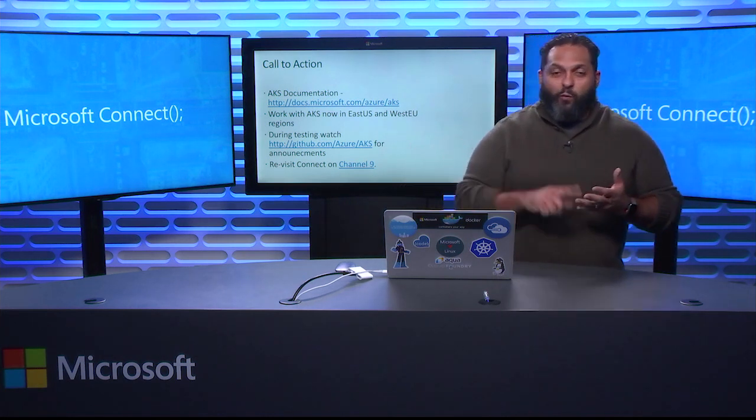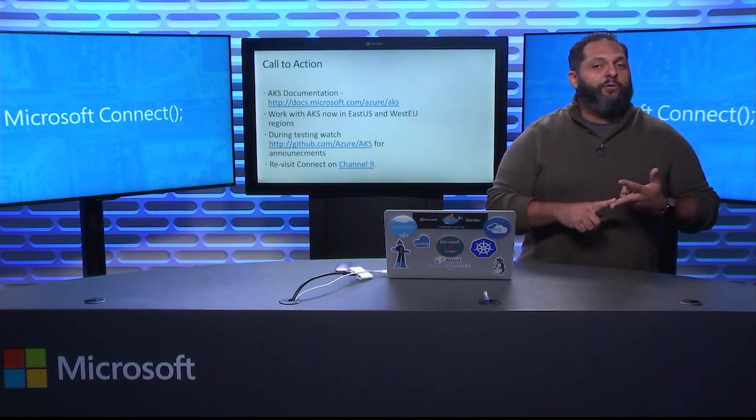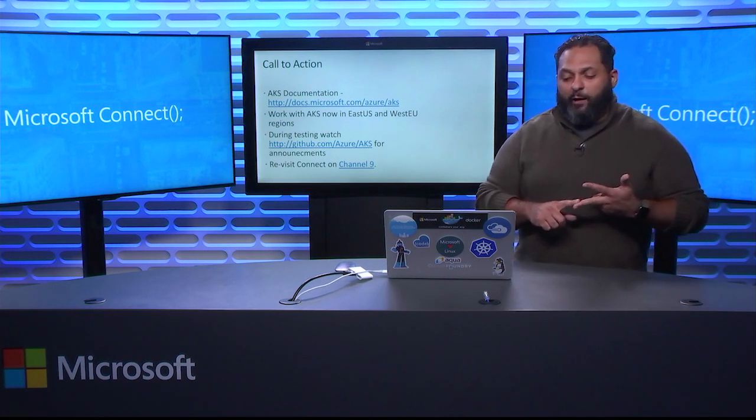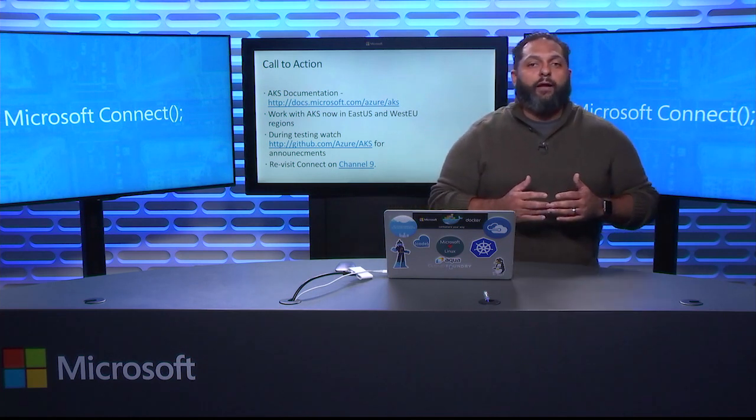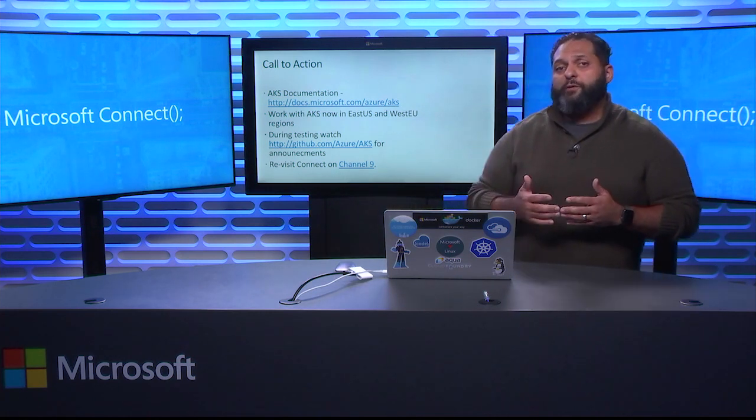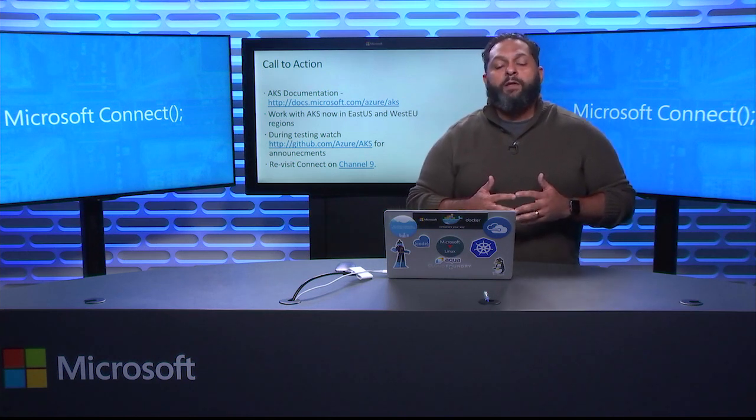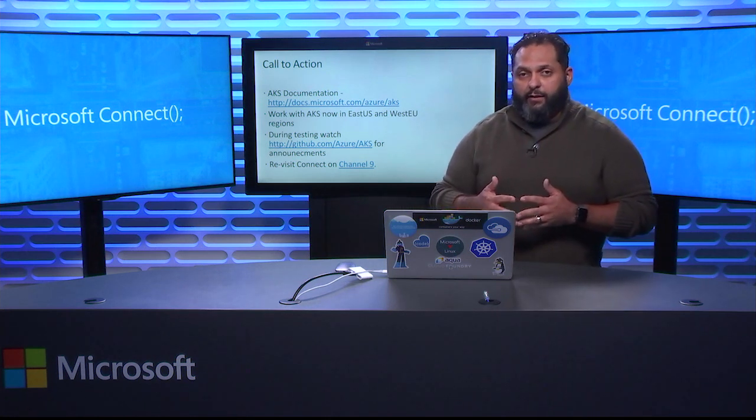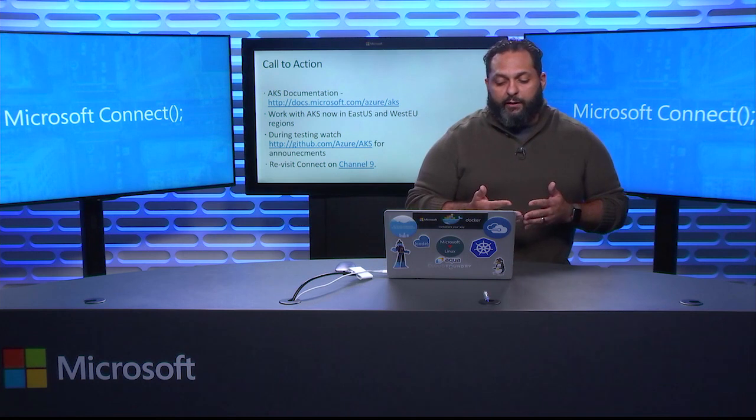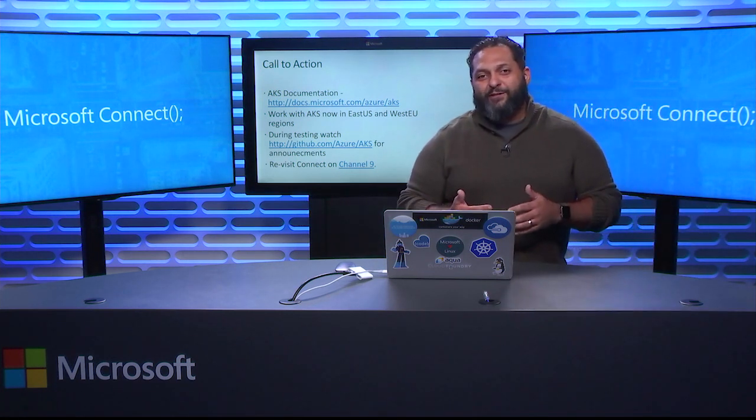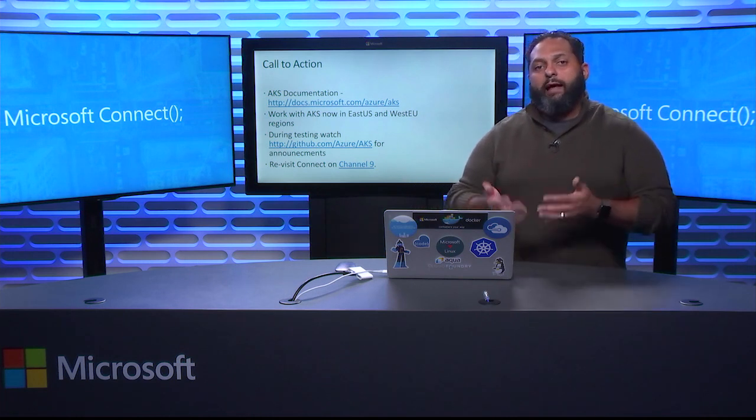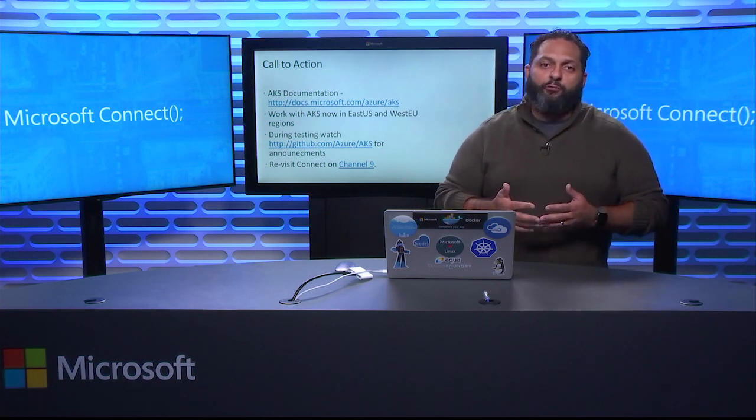East US, West Europe, also Central US just came online yesterday. So you can deploy, as you saw, I was deploying to Central US. More regions will come on during the preview process as we build out capacity. And what you can also do is check our GitHub repo at github.com/Azure/AKS. We're not tracking it for code. It's more for any issues or announcements that come up during the preview process.